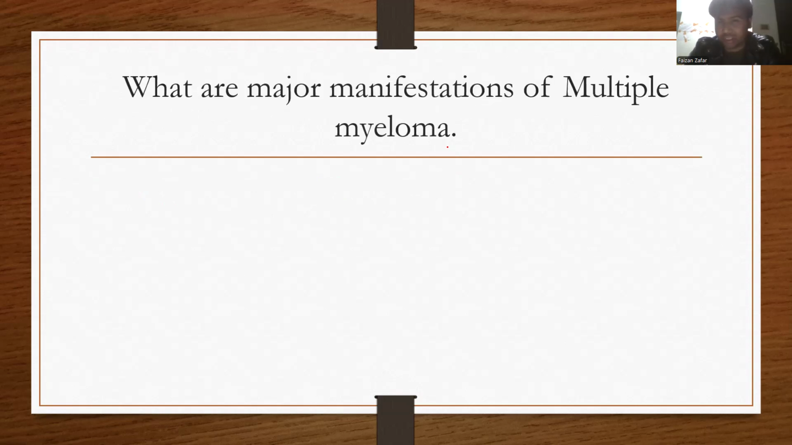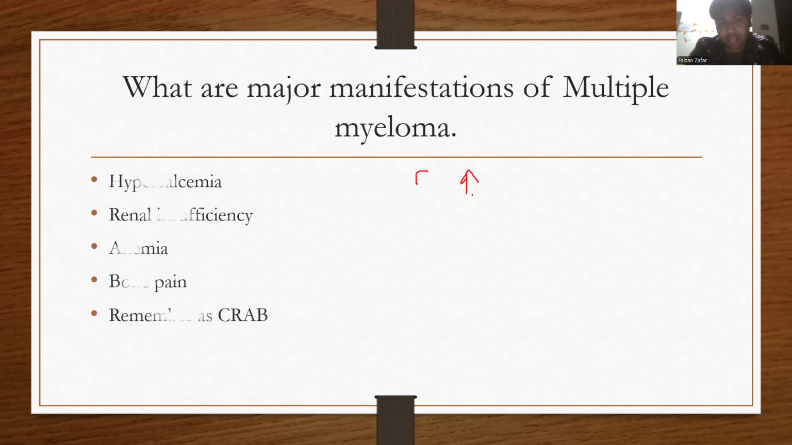Next, what are the major manifestations of multiple myeloma? That is again super high yield. Hypercalcemia, renal insufficiency, anemia, and bone pain. So how will you remember these things? CRAB. C for hypercalcemia, R for renal insufficiency, A for anemia, and B for bone pain.